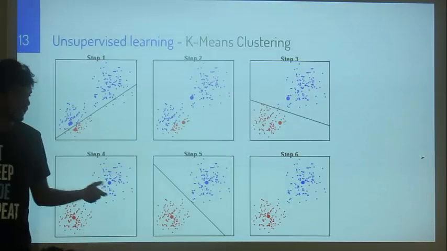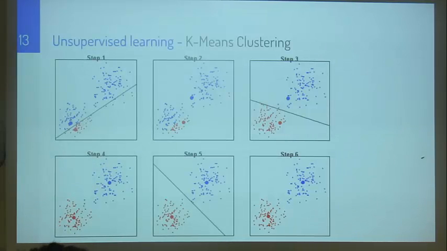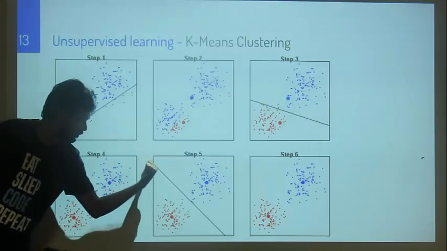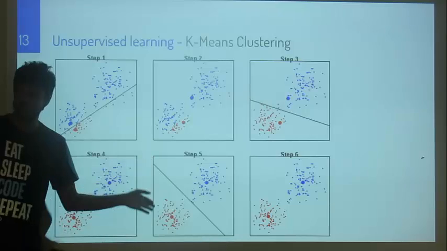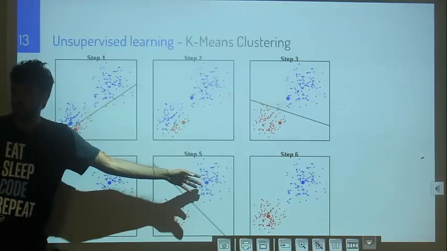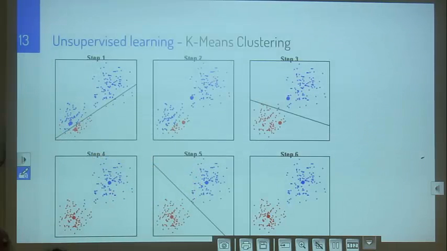So that's how the K-means clustering algorithm works. After you find the best line that fits your model, when a new point comes in, you can classify whether it's a red class or a blue class, right? So that's how unsupervised learning clustering works.